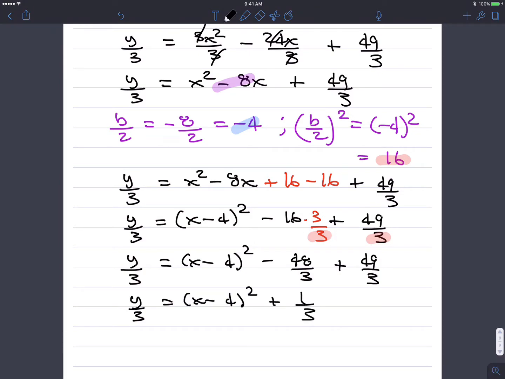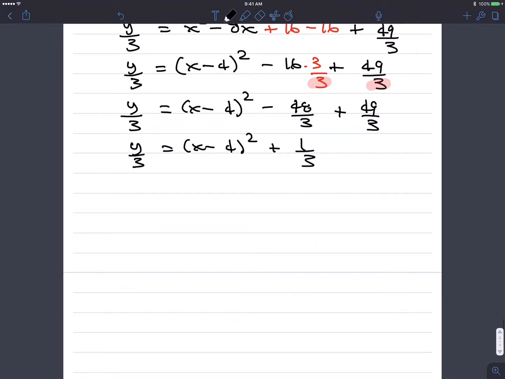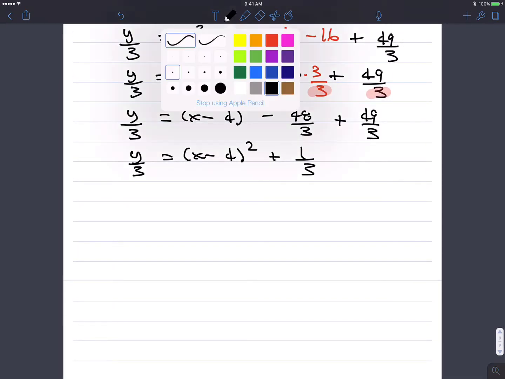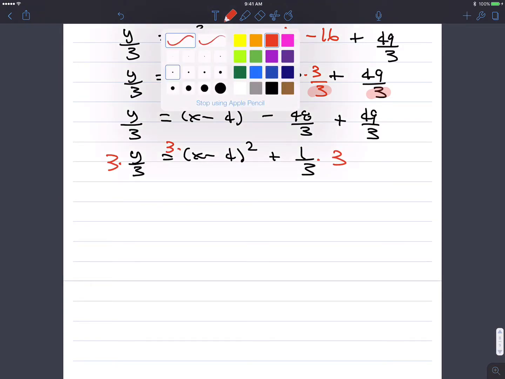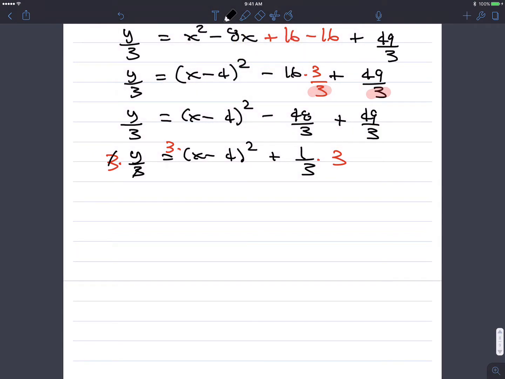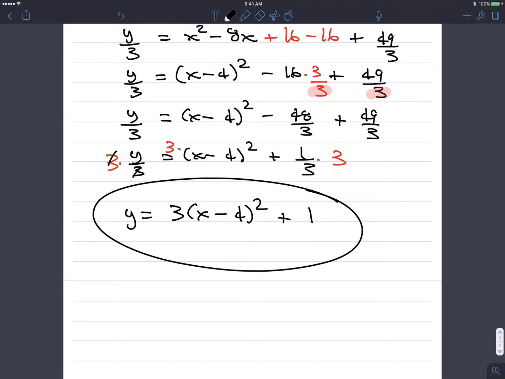And like you did before, we're going to have to multiply both sides by my 3 because you're going to solve for y. And in the end, these 3's cancel. You get y is 3 times x minus 4 squared plus 1. We've completed the square. Let's see what the next problem is. Number 17, we have the following.